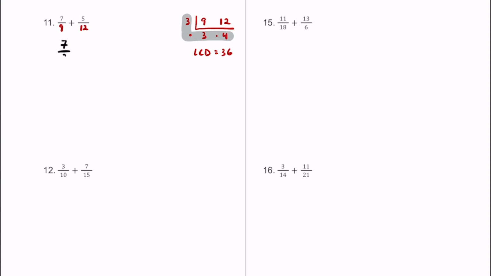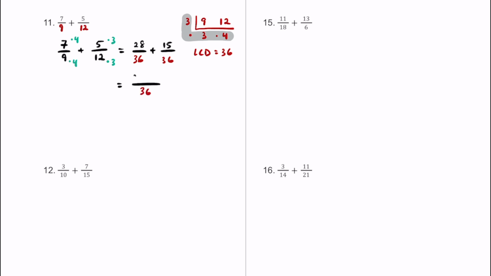Let's go ahead and take this 9 on the bottom and 7 on top, and let's add this 5 on top and 12 on bottom. To get common denominators, we have to do 9 times 4, and then we have to do 12 times 3. These new fractions are going to be 28 over 36, and our second one is going to be 15 over 36. So we get common denominators of 36, and we can go ahead and add these fractions.